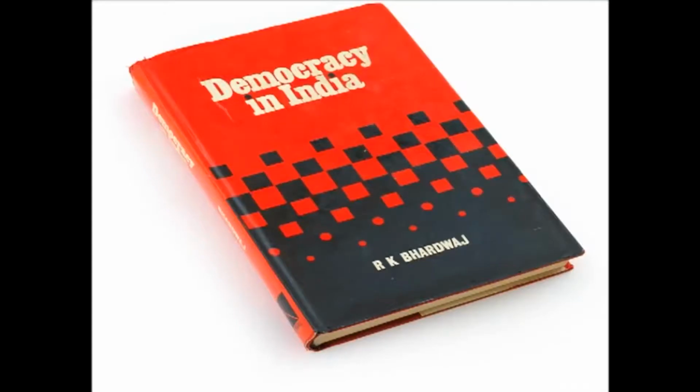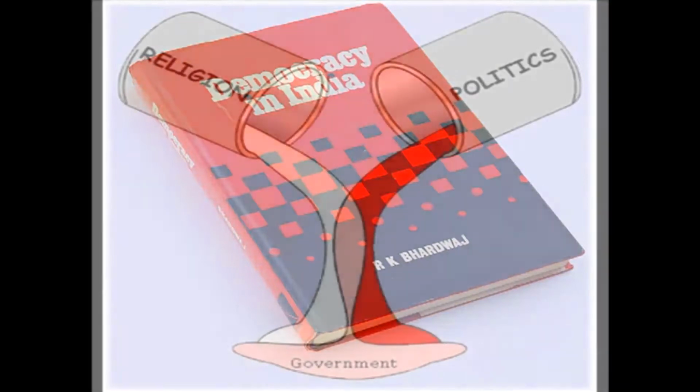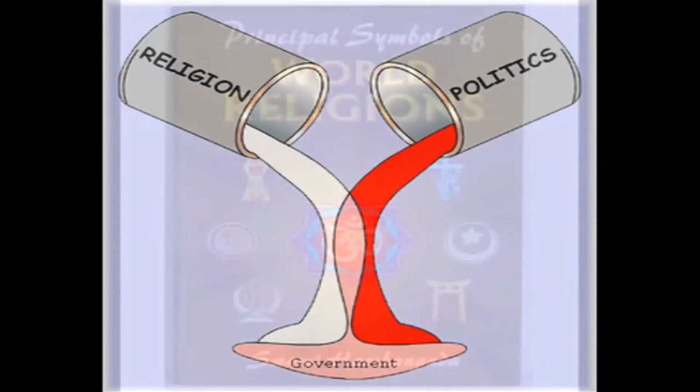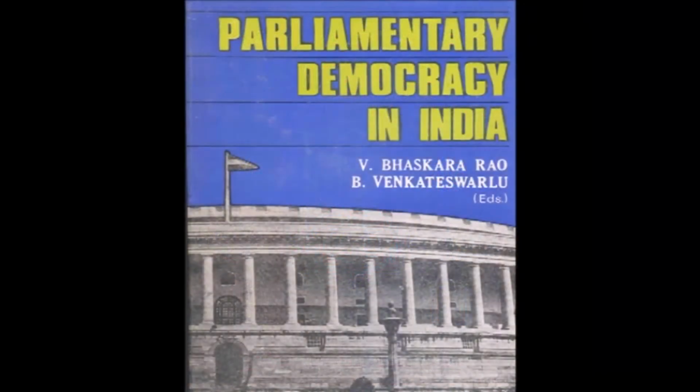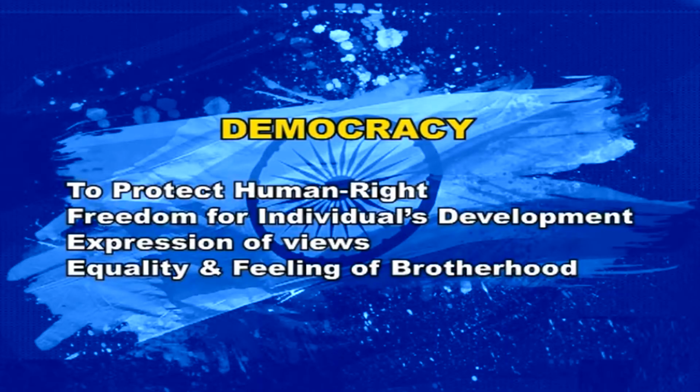In this lesson, we study democracy. There are two types of democracy: direct democracy and indirect democracy. The sphere of democracy is very wide: religious, economic, political, cultural spheres, etc. Democracy is for protection of human rights, equality, freedom, and creation of universal brotherhood.